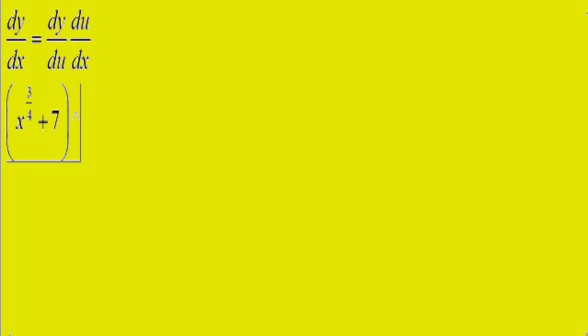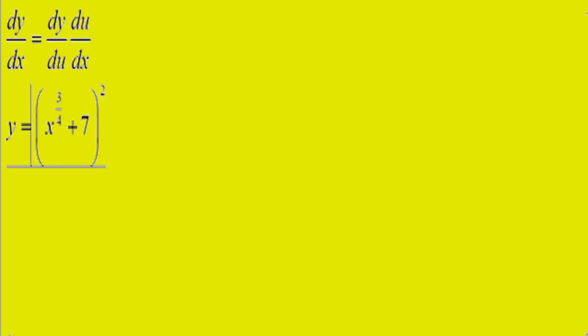We'll do another one. Let's make it interesting: x to the 3/4 plus 7, all squared. So that's our function, y equals. We do the same thing. We say u is equal to x to the 3/4 plus 7. Therefore, y is equal to u squared, because we just replace it with u.